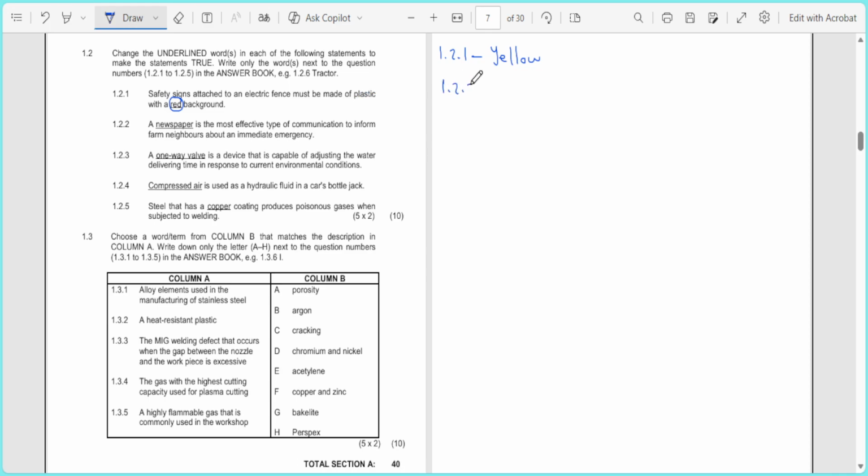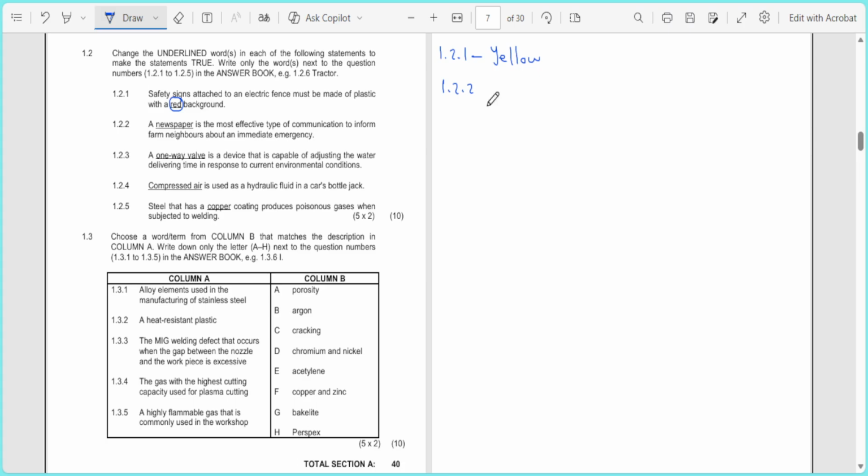Now the 1.2.2, a newspaper is the most effective type of communication to inform farm neighbors about an immediate emergency. Okay, this is going to take some time because you need to send out the information to the publisher. Then the publisher will have to write down an article or a story or something like that. And then they'll have to print the newspaper and go and publish. So this is going to take a while, right? So definitely not a newspaper.